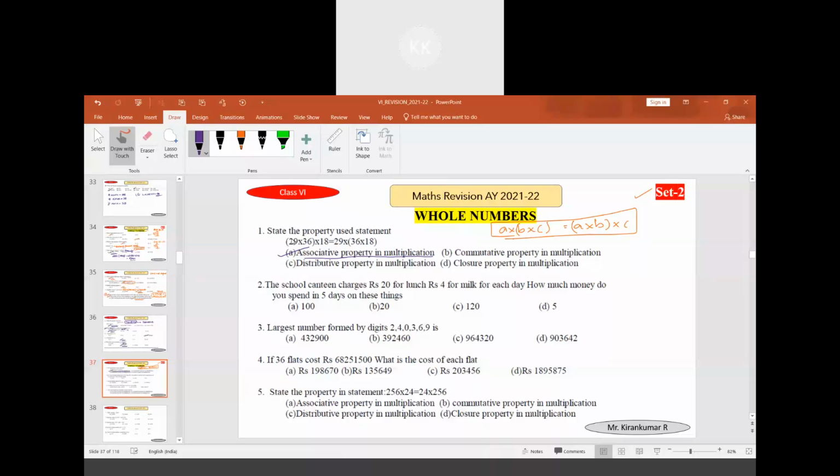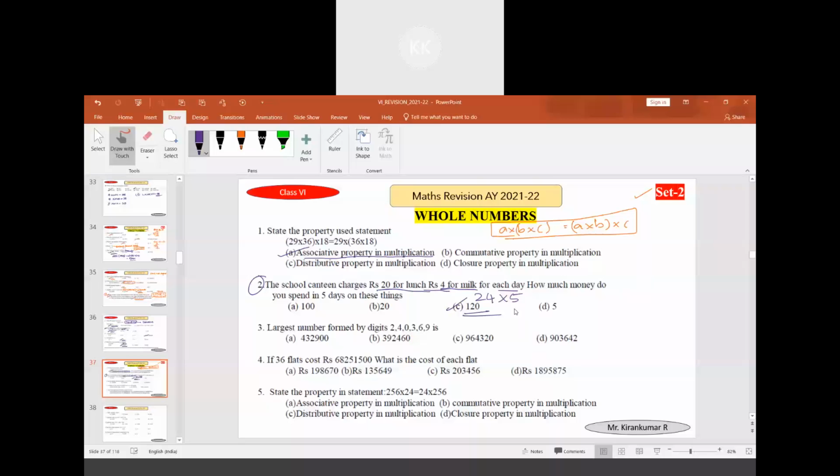Okay, coming to question 2 here. The school canteen charges rupees 20 for lunch, rupees 4 for milk every day. How much money do you spend in 5 days? 24 into 5 is 120. 120 is correct.